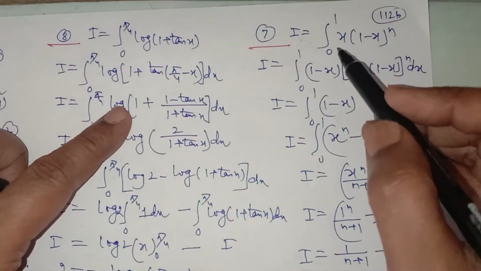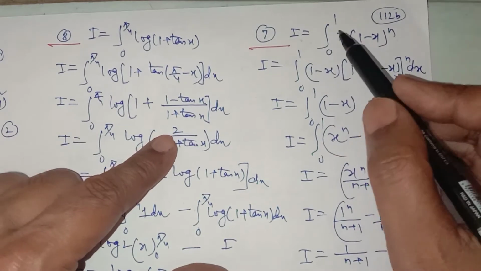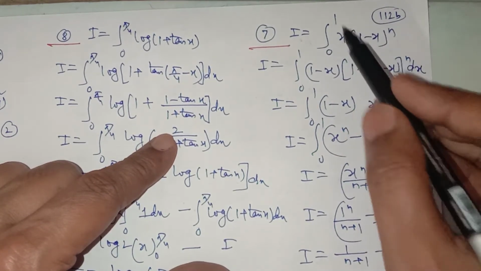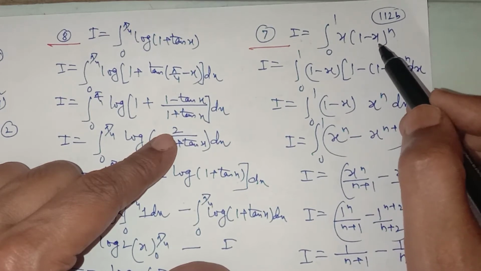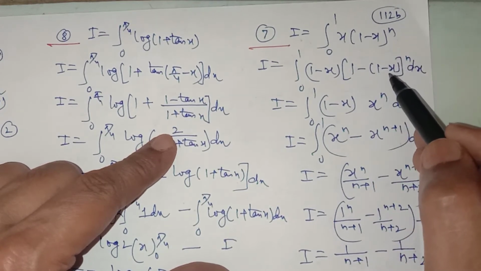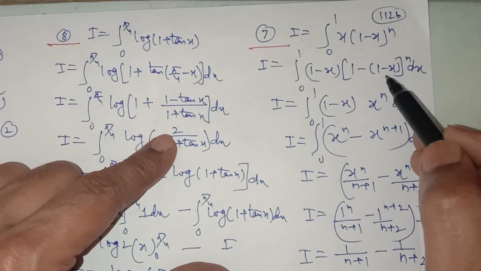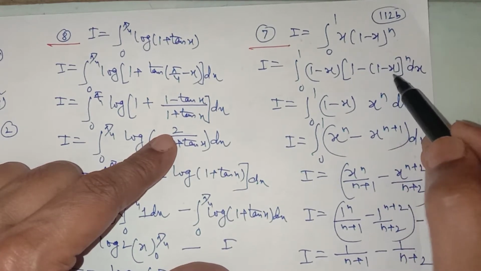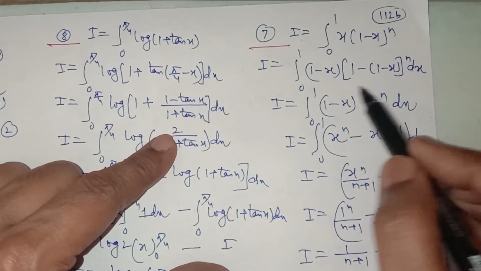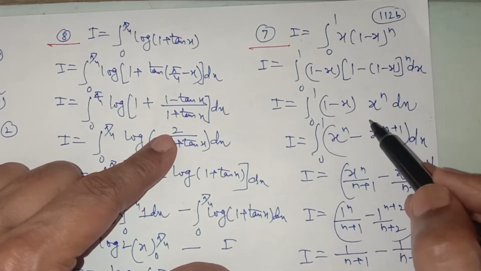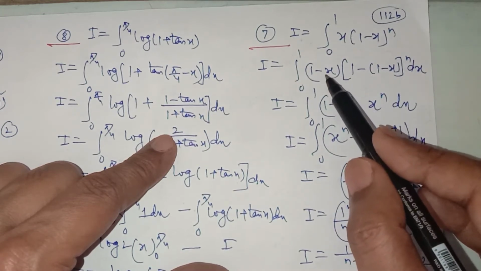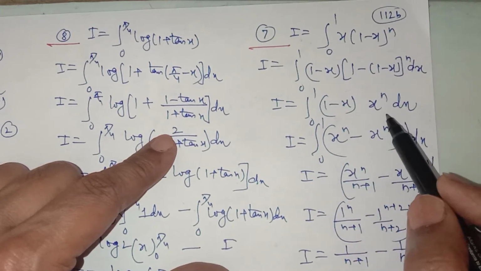Question number 7, again using the property, I is equal to integral 0 to 1 of x into 1 minus x raised to power n. So in place of x write 1 minus x. We are using again the property from 0 to a, we have to replace x by a minus x. So in place of x write 1 minus x. Simplify it. Now again you don't have to add the first and second because it will be difficult, but by using the property, in place of x 1 minus x, the integration will become somewhat easy.